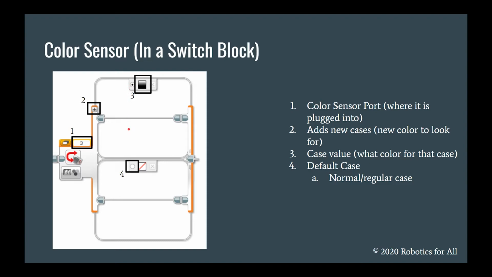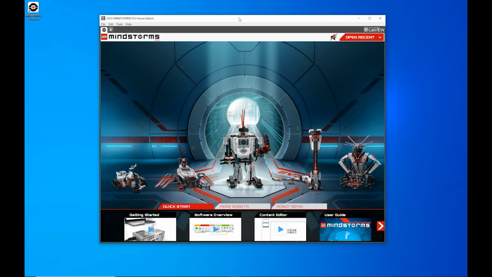The default case is the case which is run in the absence of input, or, in this mode, when the color beneath the color sensor does not match any existing cases. The filled-in circle means that this case is set as the default one. This is a lot to take in, but once you see it in action from this program, it will become a lot clearer. Here I am inside the LEGO Mindstorms software. We're going to write a program which only drives forward when the color sensor sees blue, otherwise it will be stopped. First, let's open a blank project.